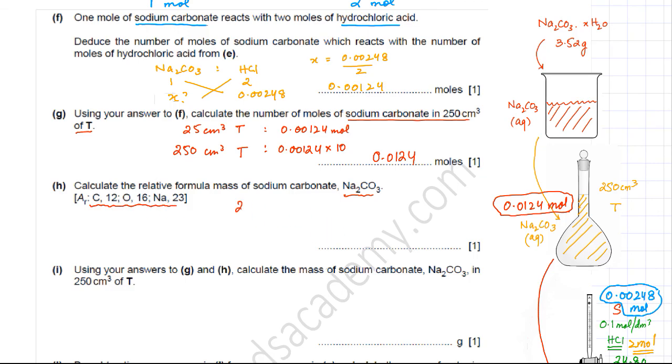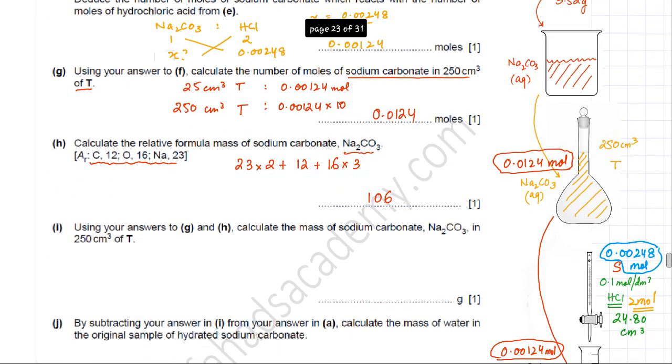So there are two sodiums, so that's 23 into 2. There is one carbon, which is 12, and there are three oxygens, that's 16 into 3. So if you sum them up, it's going to give you a value of 106. So that is the MR or formula mass of sodium carbonate.